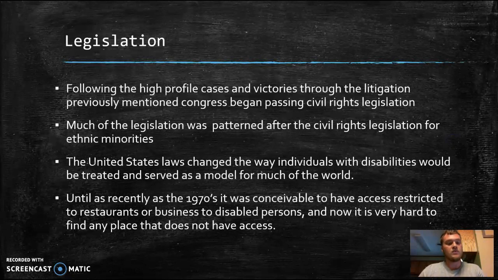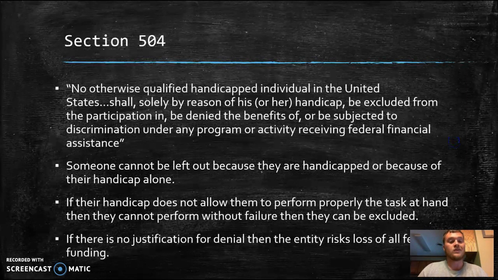Legislation. Much of legislation was patterned after the civil rights legislation for ethnic minorities. The United States laws changed the way individuals with disabilities would be treated and served as a model for much of the world. Real quick, looking at Section 504. Someone cannot be left out because they are handicapped, or because of their handicap alone. There has to be justification and a reason to be left out.